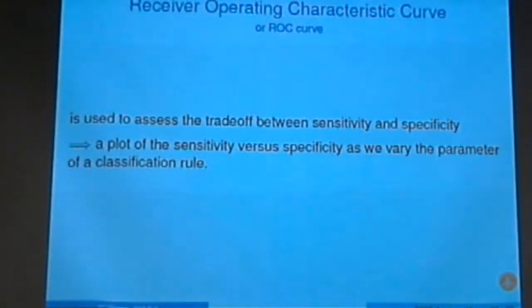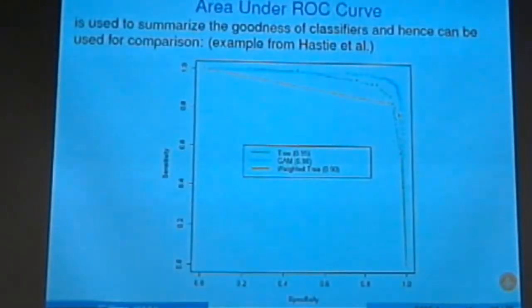Basically, it's used to assess the trade-off between sensitivity and specificity. The idea is to plot sensitivity versus specificity, and we want the area under the curve to be as near 1 as possible, which indicates a good result. Now here is a figure I extracted from Hastie et al. I should give a page number. I didn't give a reference, but it's in that book.